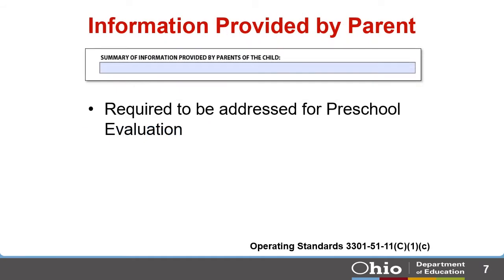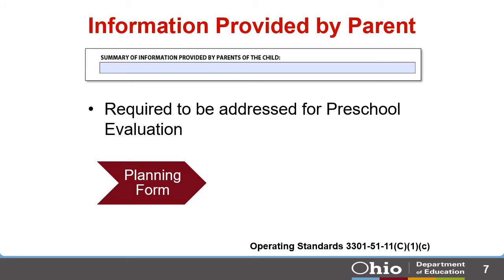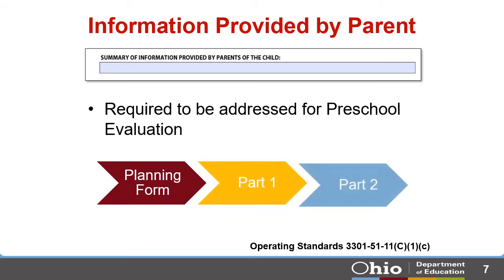The next area summarizes information provided by the parent. Parent information would be obtained through a structured interview, which is a required assessment method or data source of a preschool evaluation. If information provided by a structured interview is listed on the ETR planning form, the information must appear in Part 1 and also be summarized in Part 2 of the ETR.